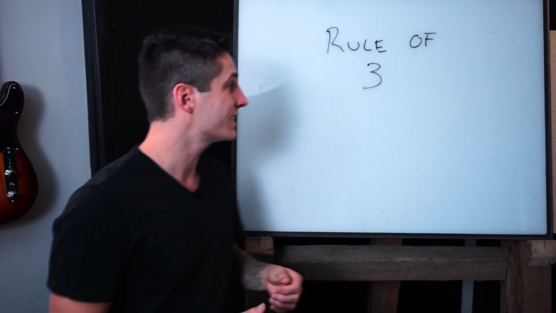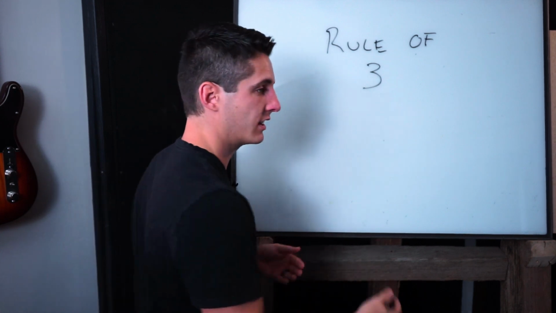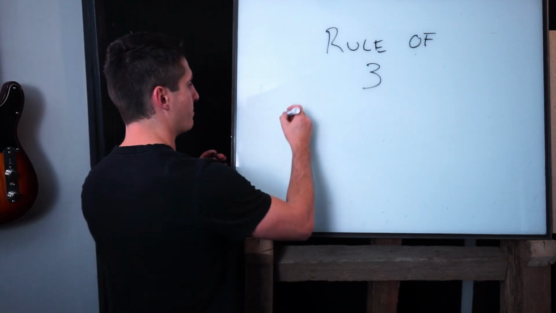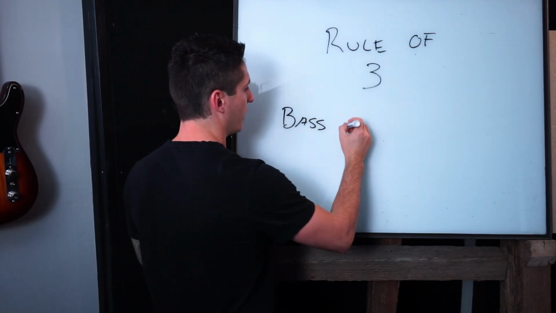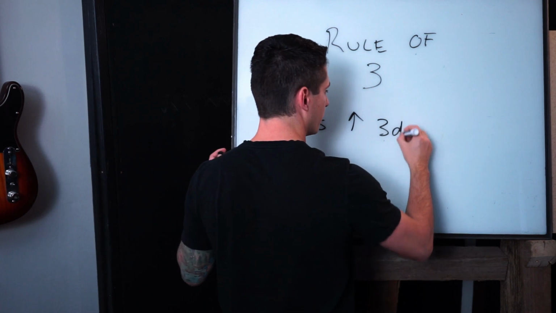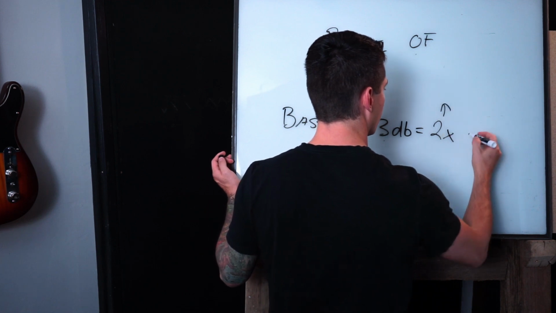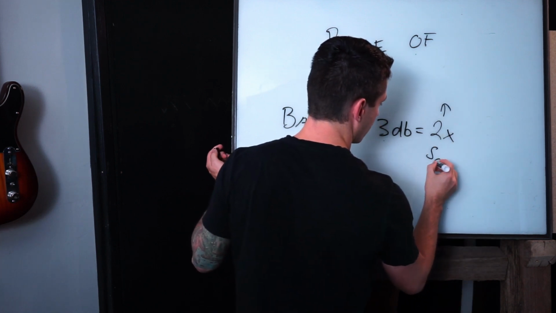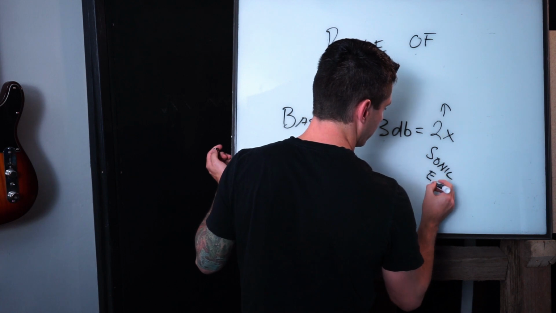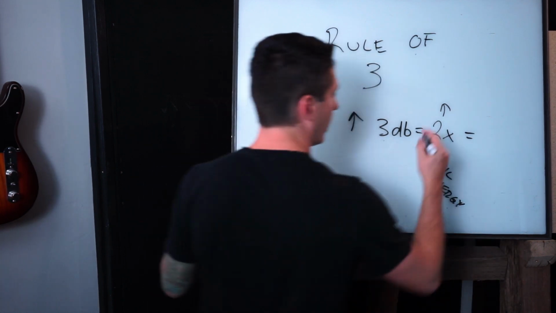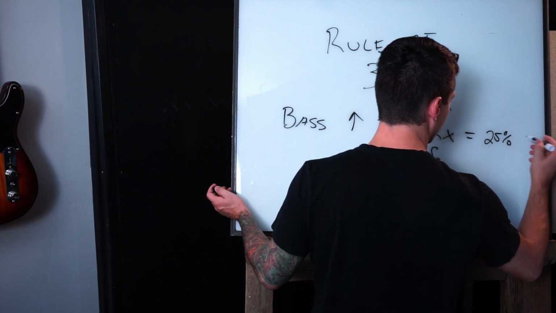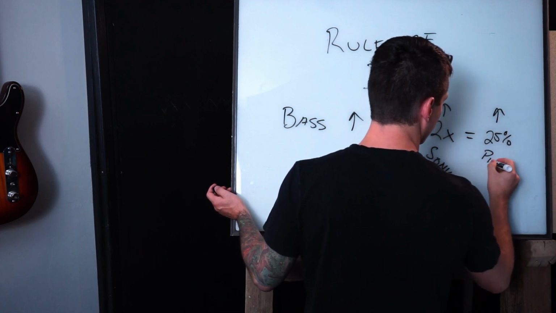The rule of three is a rule that basically says, if I increase an instrument by 3 decibels, that is a 200% increase in the sonic energy of that sound. So if I have, say, my bass guitar, and I increase it by 3 decibels, that is the same as a 2x increase of sonic energy. So this is sonic energy, which is also equal to a 25% increase of perceived volume.